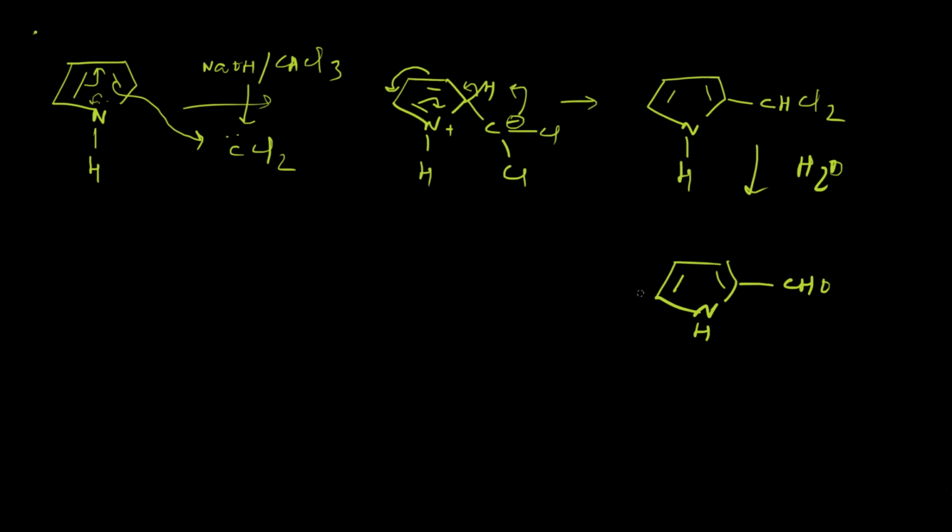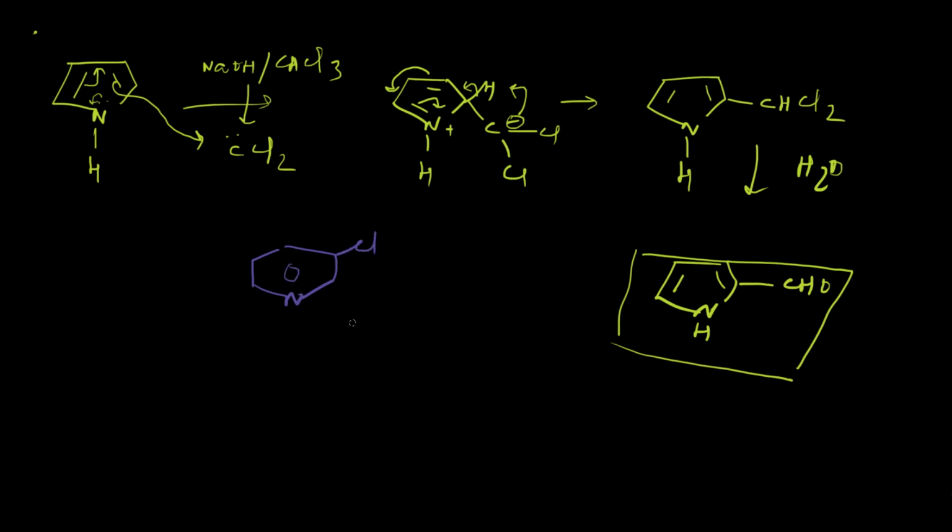In addition to this product, another product is obtained during the formylation of pyrrole derivatives, which is this compound, that is a 3-chloropyridine derivative. So how is this compound actually formed during the Reimer-Tiemann reaction?